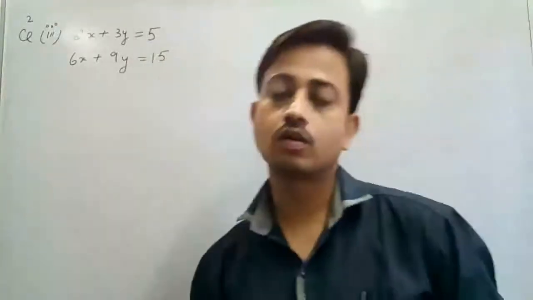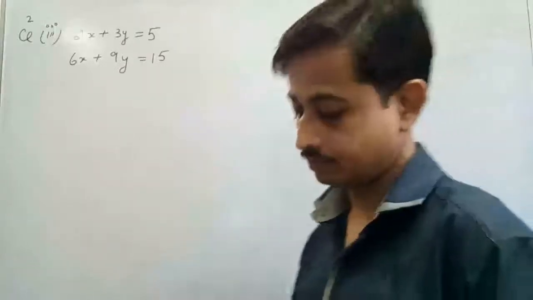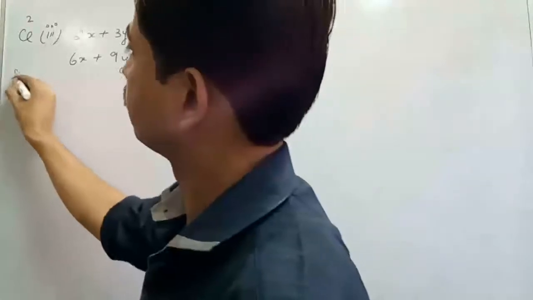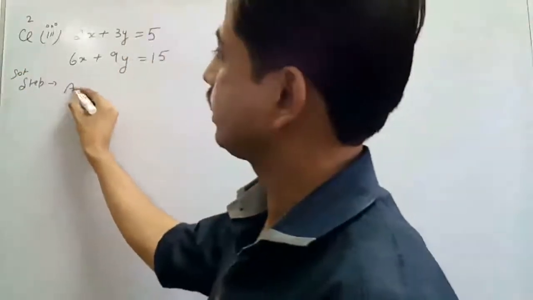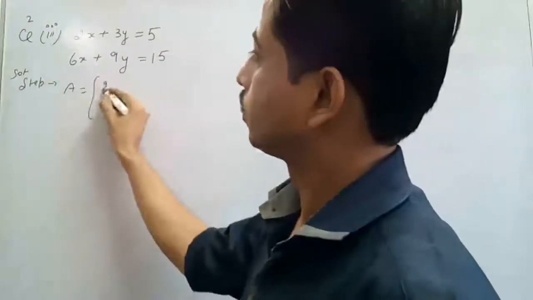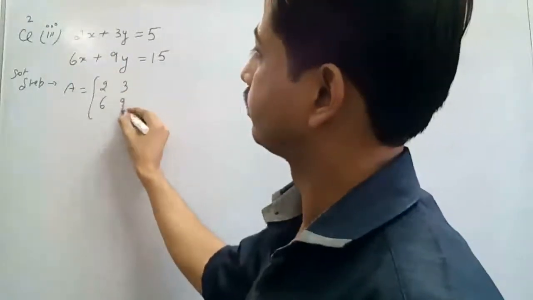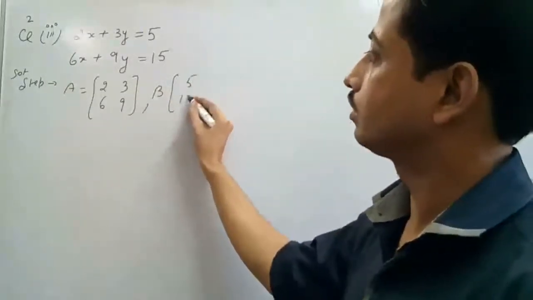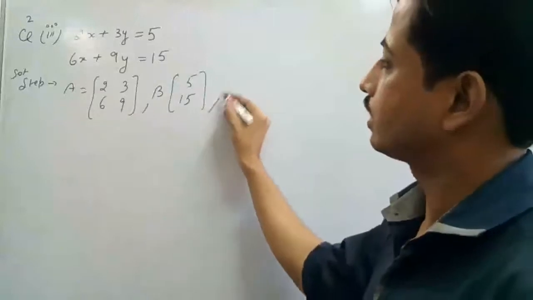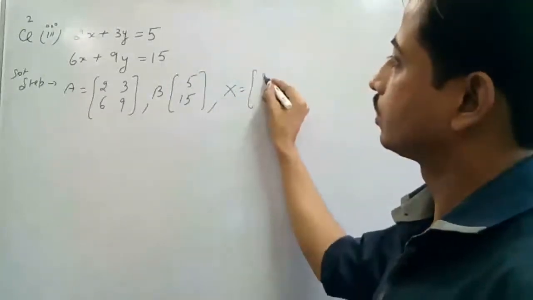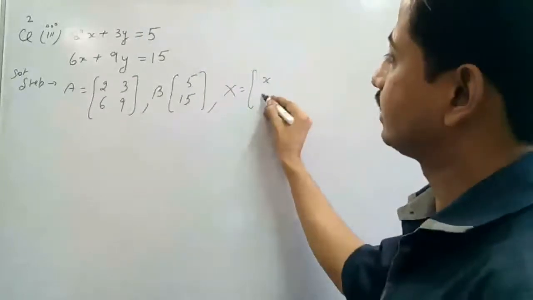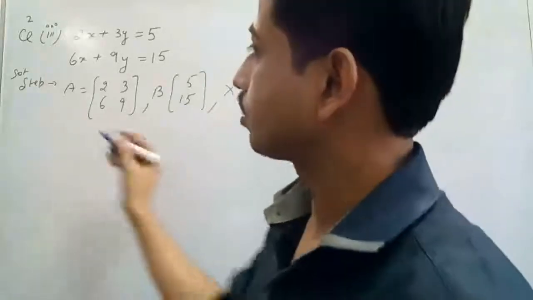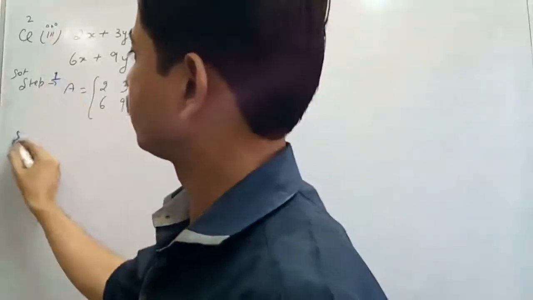Now this is the third part of the question number 2. Now solve this. Step 1. What is your A? A matrix is 2, 6, 3, 9. What is B matrix? 5, 15. And what is X matrix? Your variables are X and Y. Now we have to find out whether the matrices are singular or non-singular. This is step 1.